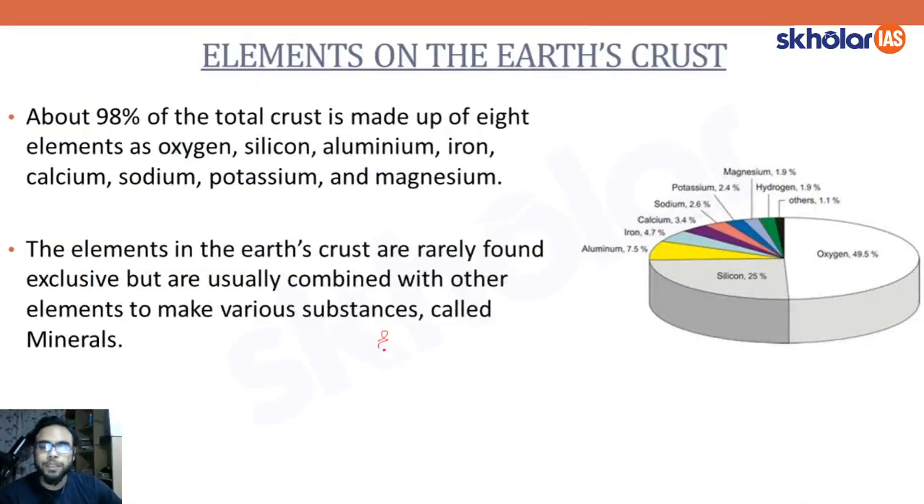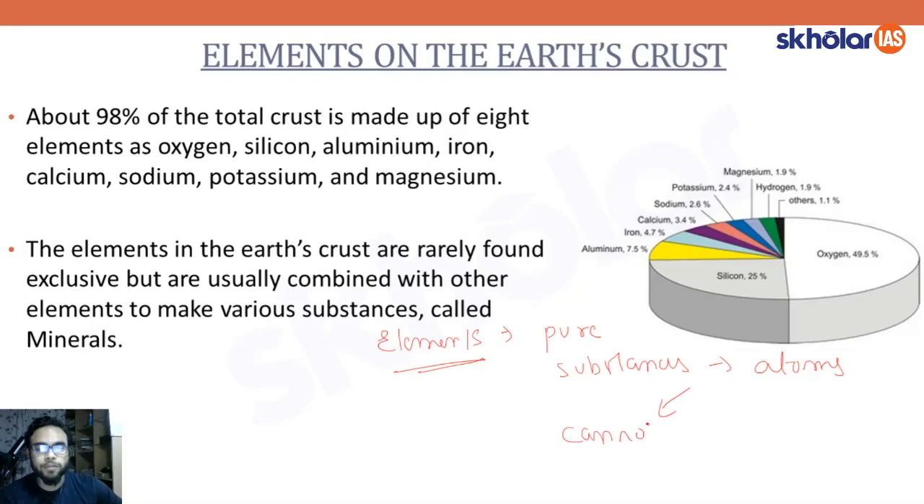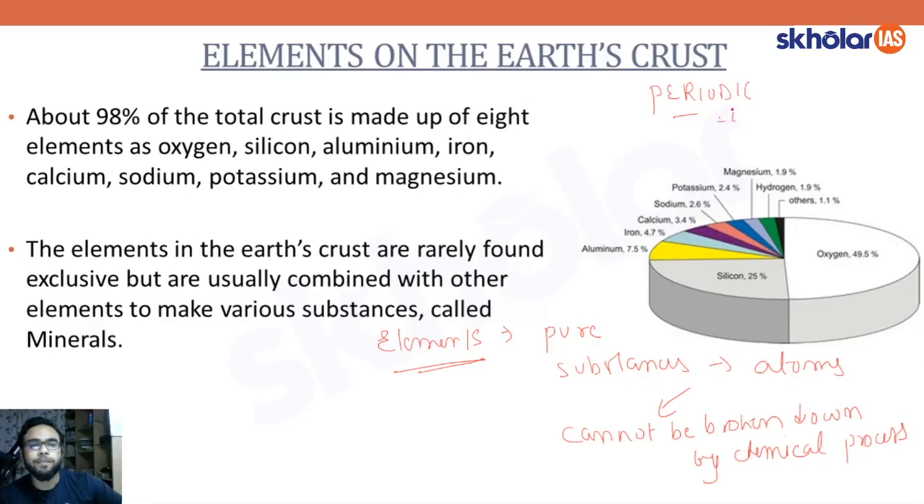So firstly, what are elements? Elements are considered to be pure substances which are made up of atoms, and cannot be broken down by chemical process. So this is the definition of elements. Alright. So if you look at the periodic table, how many elements do we have? In total, we have 118 elements, right? Understood this? Fine.